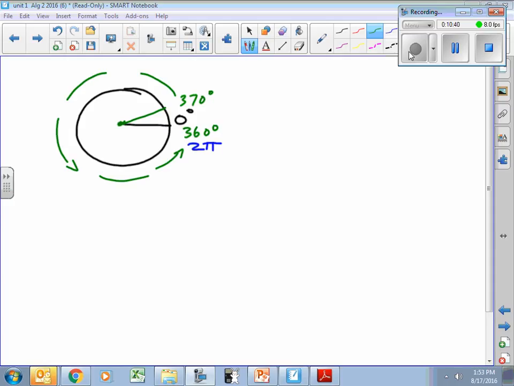Let me ask it again. If I went around the circle 360, I'd wind up back at 0. Then, to get to 370, I just kind of keep going. Where would I actually end up? 2 pi. No. I'm going to go with your thing in a second. 10 degrees is correct.